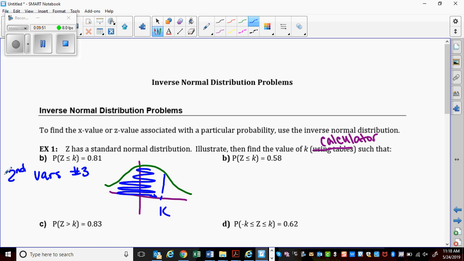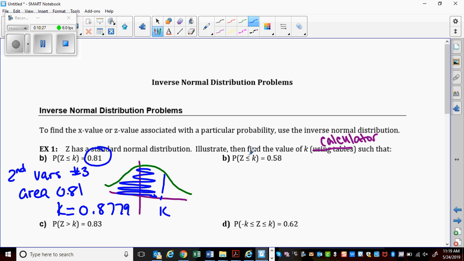Second vars, inverse norm. It's asking you for the area. This area under the curve is right here. They give you the area. So your area you're going to plug in is 0.81, and then your mean is 0 and your standard deviation is 1. We're not going to change that. They didn't give us any parameters for that. So just press enter, enter, and you'll get k equals 0.87789, keeps on going, okay?